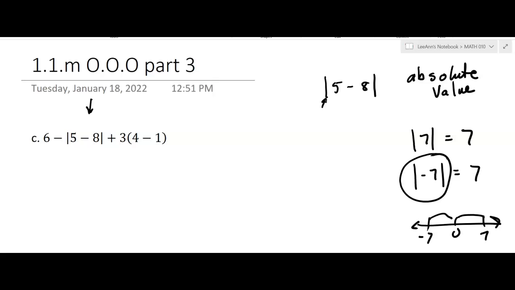So we're going to go ahead and look at working that 5 minus 8 inside the absolute value. And we're also going to look at the 4 minus 1 inside the parentheses. Everything else is going to get copied down. So I'm going to have 6 minus the absolute value of -3, because see, 5 minus 8 is -3, right? Plus 3 times, and then 4 minus 1, see, I should color coordinate this, is 3, right?